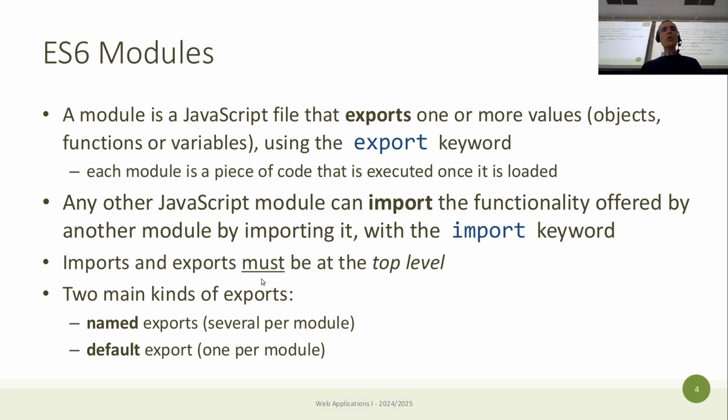Import and export must be at the top level. And we have two kinds of exports. That's the default export. You can have only one, or you can have multiple exports, and they're called named exports as well, because we need to give names to the thing we are exporting so that we can import them easily on the other side. And there can be more than one for each module.